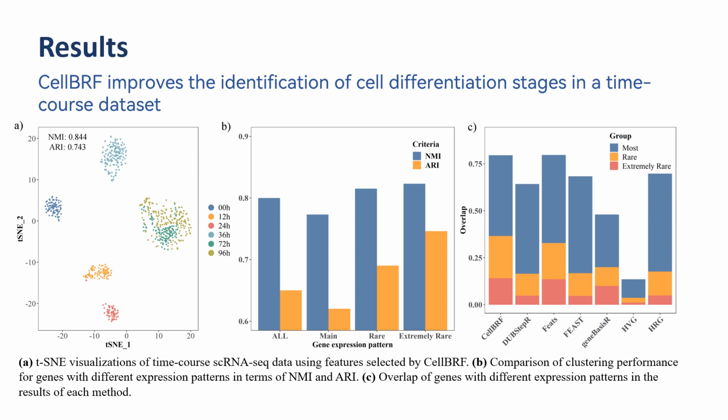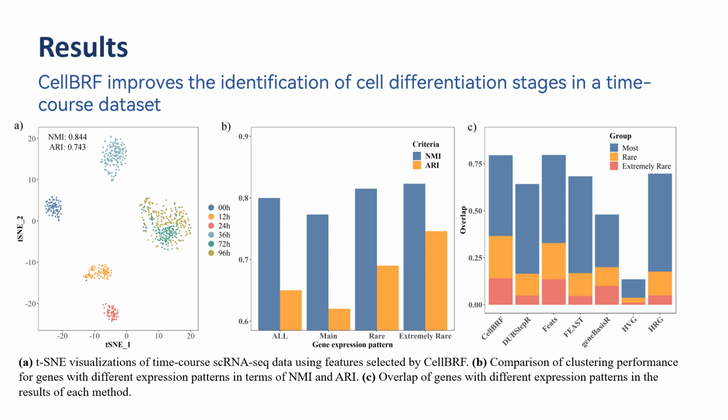To demonstrate the ability to identify cell differentiation stages, we conduct further analysis on a real-time course dataset. Xu et al. performed single-cell RNA-seq at 6 time points along the differentiation protocol to produce definitive endoderm cells from human embryonic stem cells. We use t-SNE to visualize data with the genes selected by CellBRF. Then we identify a total of 3,000 genes with different stage-specific expression patterns and divide the patterns into 3 categories according to the number of genes.